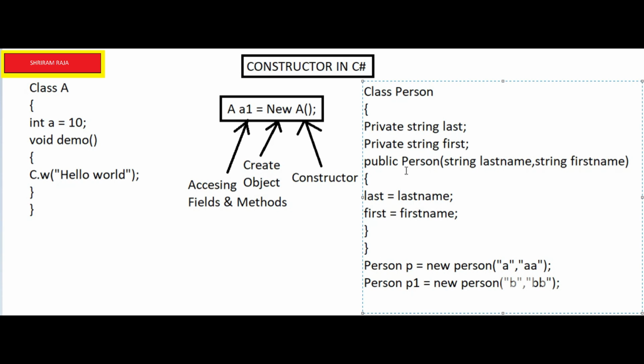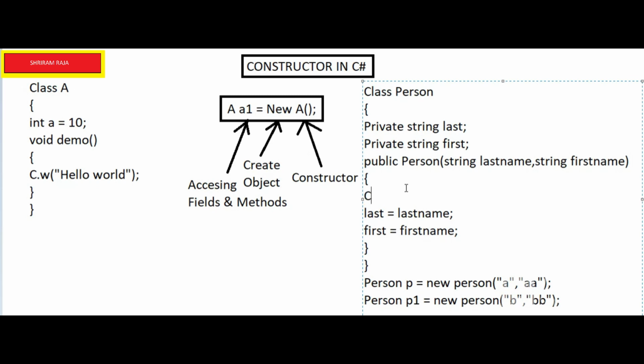Still, you can perform a lot of actions inside this constructor. You can even print something, Console.WriteLine of "this is constructor from person". When you try to create an object, automatically you will get this output. So this is all about the constructor.